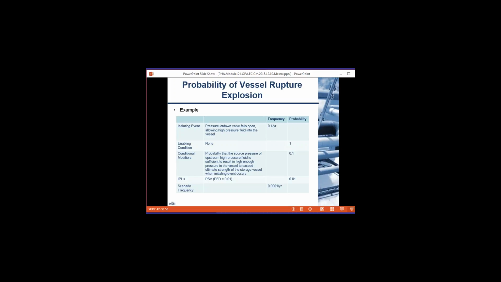The conditional modifier is a probability that the source pressure of the upstream high pressure fluid is sufficient to result in high enough pressure in the vessel to exceed the ultimate strength of the storage vessel when the initiating event occurs. So basically what this is saying is the team got together, they looked at the percentage that it's over the limit, and they calculated a value of 0.1. Applying that as well to our IPL, in this case a pressure safety valve, with a probability of failure on demand of 0.01, we get our scenario frequency, which is 0.0001 times per year.